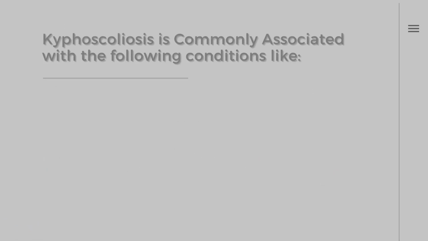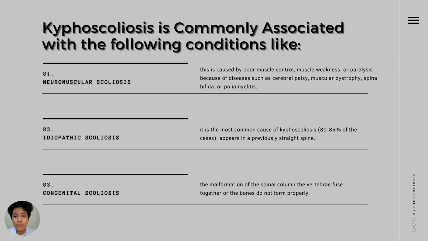Next, let's move on to the commonly associated conditions. First is neuromuscular scoliosis. This is caused by poor muscle control, muscle weakness, or paralysis because of diseases such as cerebral palsy, muscular dystrophy, spina bifida, or poliomyelitis. While idiopathic scoliosis is the most common cause of kyphoscoliosis, for about 80 to 85% of the cases appearing in a previously straight spine.